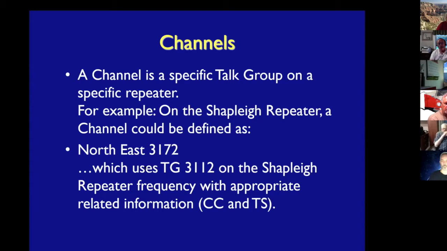But we talked about that. The Northeast 3172 on the Shapley repeater gets me there as long as I have the correct color code, another term we're going to talk about, and the correct time slot. The owner or the person responsible for the repeater is the person who is going to allocate the various color codes and time slots to that repeater and to the different talk groups.